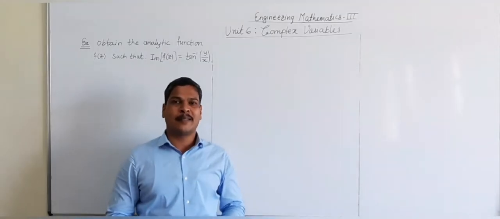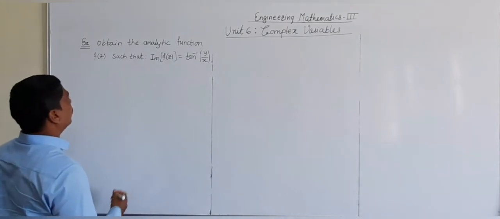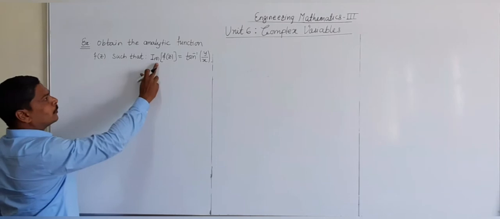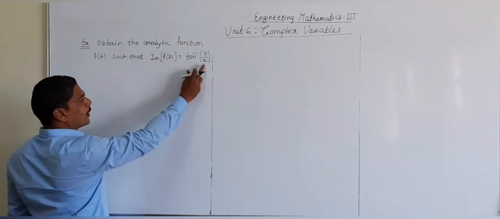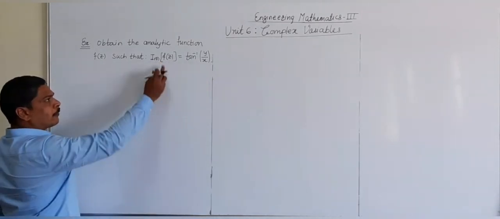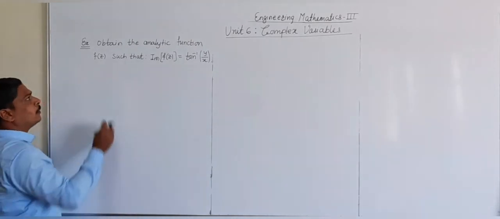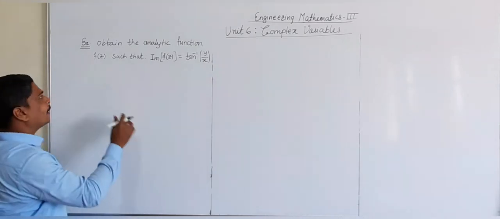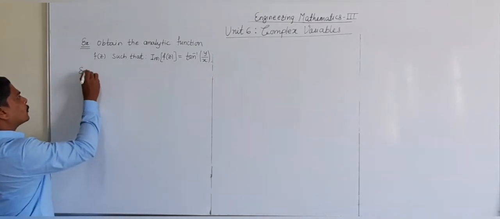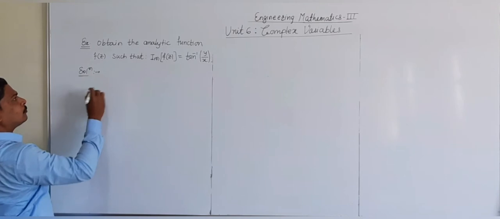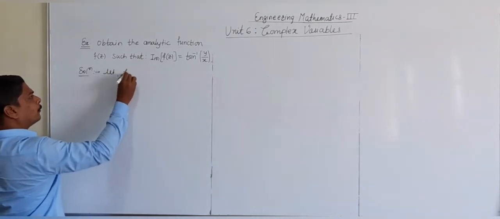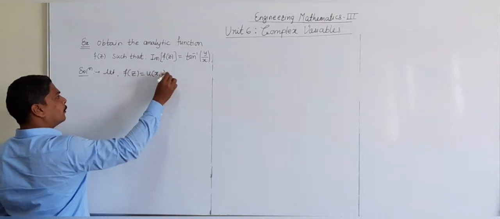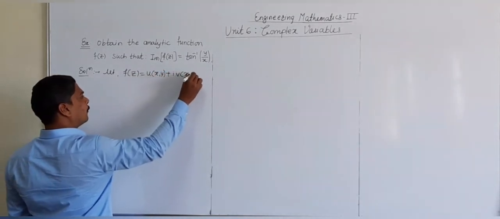Now try to solve some examples. So the first example becomes: obtain the analytic function f of z such that the imaginary part of f of z is tan inverse y upon x. Here we have been given the imaginary part of f of z, and our requirement is to find f of z, which is an analytic function. Okay, so first of all I will write here, let f of z is equal to a function u of x comma y plus i into v of x comma y.